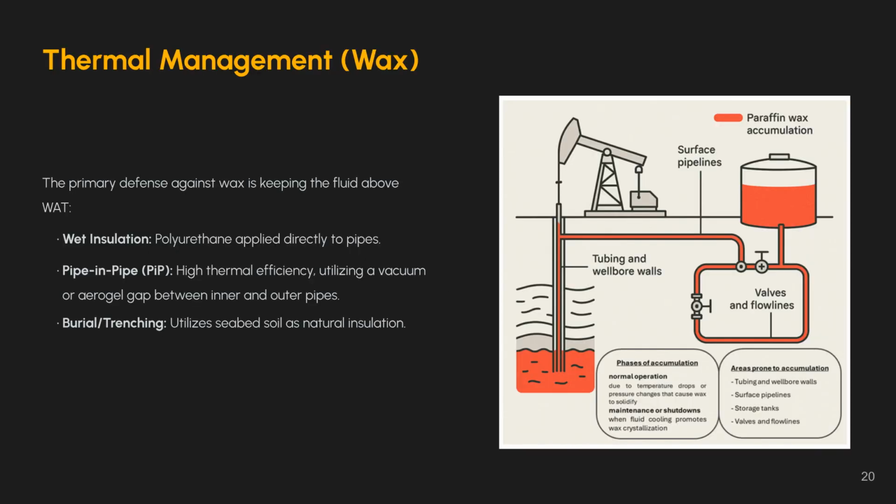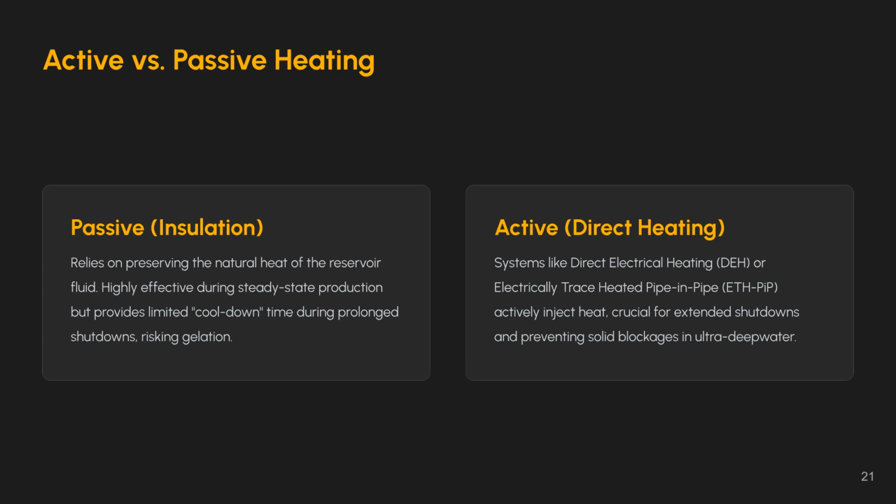For wax management, the primary defense is maintaining temperatures above the WAT. Key thermal methods include wet insulation, high-efficiency pipe-in-pipe systems, and seabed burial or trenching. Thermal management is split between passive insulation, which preserves heat during production, and active heating systems like direct electrical heating, which prevent blockages during extended shutdowns.